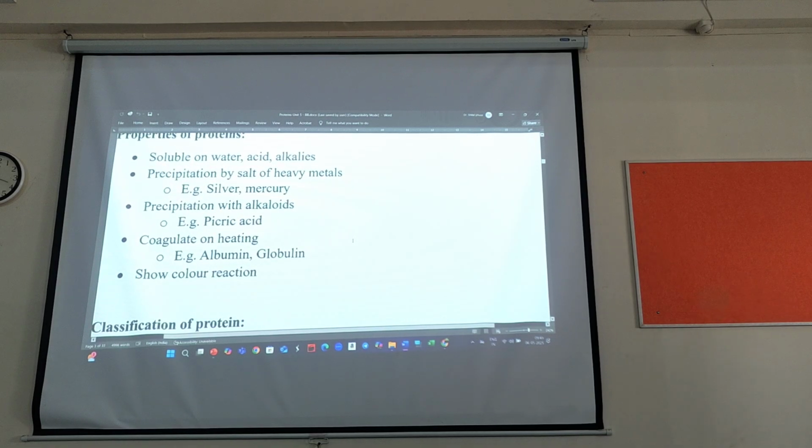So the proteins are soluble in water, acids and alkalis also. Then it precipitates.